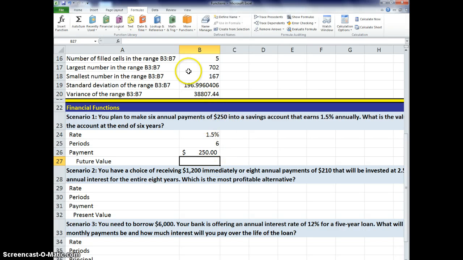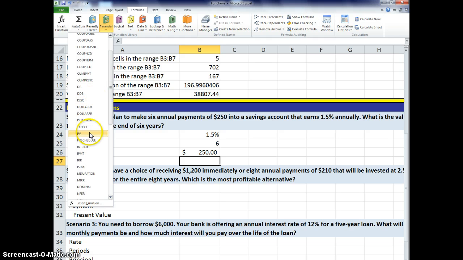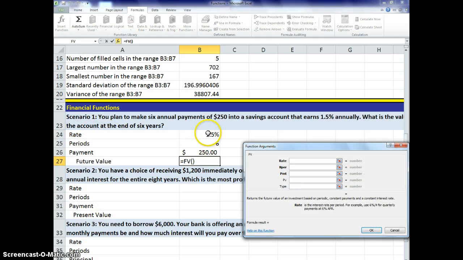Let's see. This is a financial function, so we're using green for financial. Money. Financial. And it's future value. There's FV. Rate. 1.5%, so I'm going to click in B24. Number of periods. Here's periods. I'm going to click on that 6. That is B25.